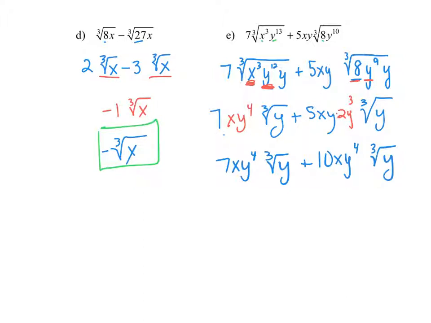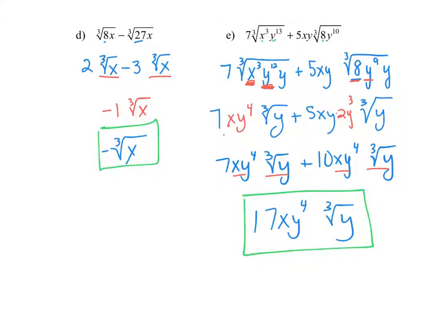The like terms should have the same radical, same radicand, and also the same variables out in front. xy to the 4th cubed root of y, xy to the 4th cubed root of y. Those are the like terms. So we add the coefficients together to get 7 of those plus 10 of those, or 17xy to the 4th times the cubed root of y as our final answer.